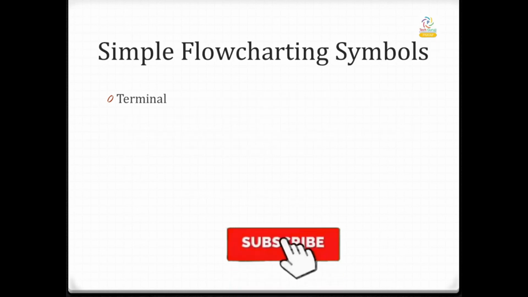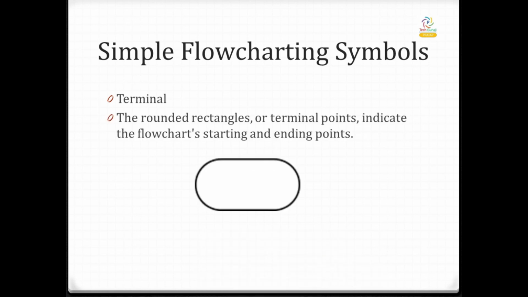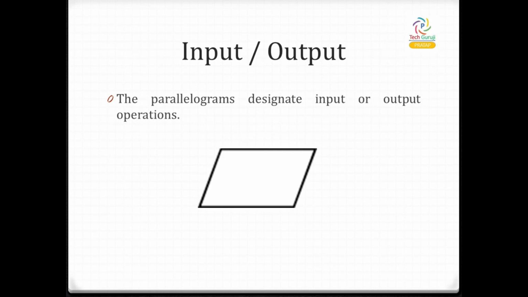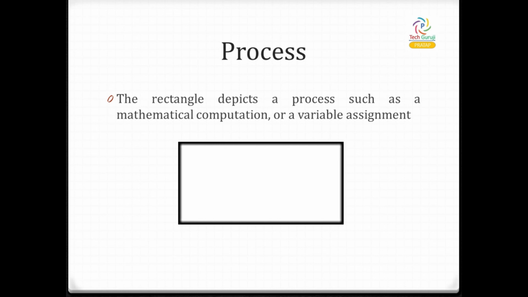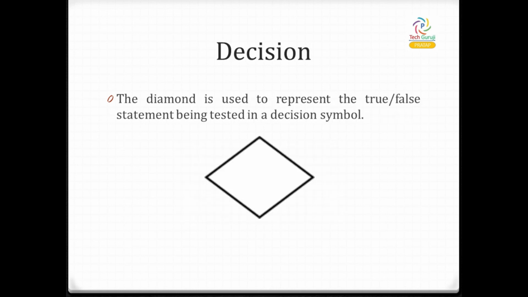Simple flowcharting symbols, that is, terminal. The rounded rectangle or terminal point indicates the flowchart's starting and ending point. So this is the symbol that is used as a terminal. Input or output. The parallelograms designate input or output operations. So this symbol shows the input or output. Next is the process. The rectangle depicts a process such as a mathematical computation or a variable assignment. A rectangle is used as a process. Decision. The diamond is used to represent the true or false statement being tested in a decision symbol.